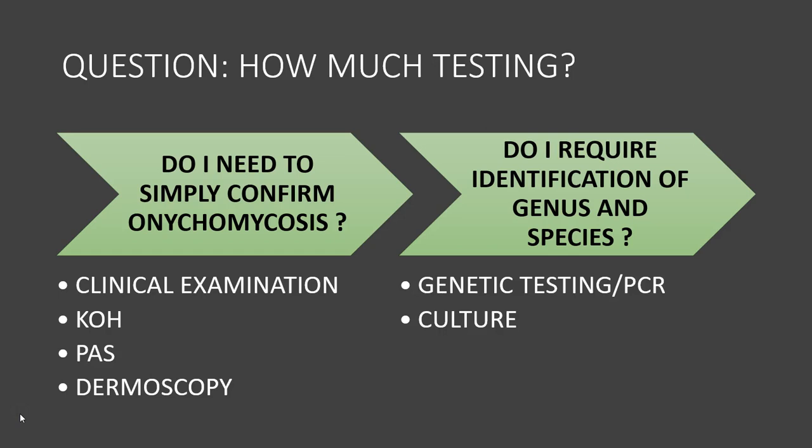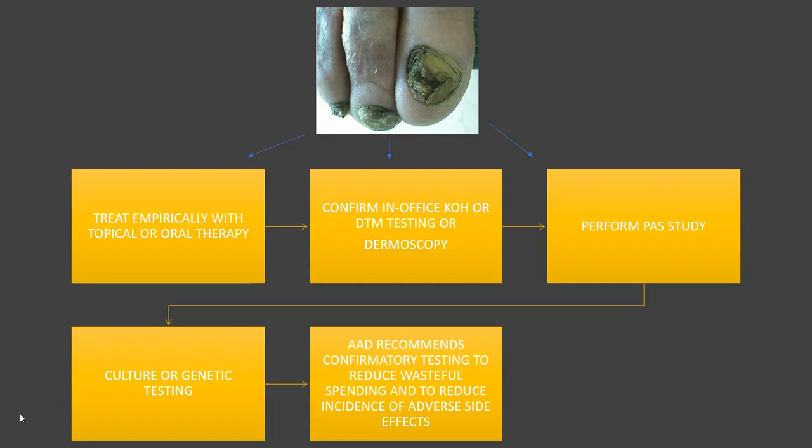So when do you need to know this? Well, if you're going to be utilizing potentially dangerous medications for treating the onychomycosis, or if you're going to be using very expensive medications, you want to justify the risk, you want to justify the expense. So the question is, if you know it is a fungus, what are you going to do about it from a practical sense? So your clinical options are to treat empirically with topical or oral therapy, or to confirm the presence of onychomycosis with in-office testing, such as dermoscopy or a KOH.